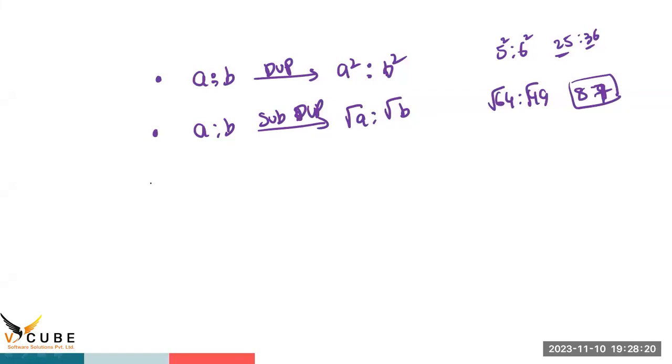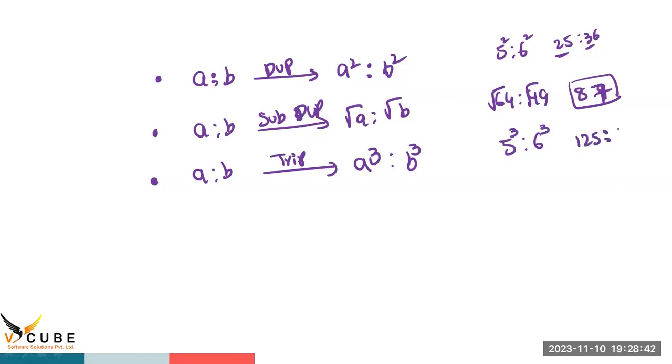Very good, 8 is to 7. Next, the third point: A is to B, a triplicate ratio. Triplicate ratio is A cube is to B cube. For example, 5 is to 6. What is the triplicate ratio? 5 cube is to 6 cube. 5 cube is how much? 125. 6 cube is how much? 216. That is the answer, guys.